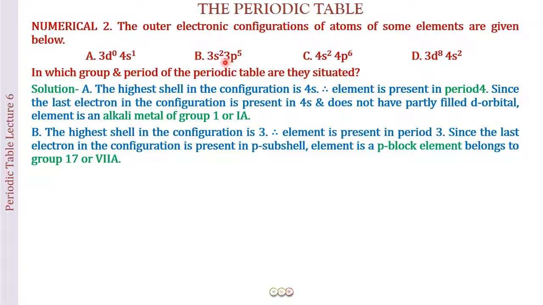So this means that the highest shell configuration is 3, so this belongs to period number 3. Then the last electron is being filled into the p orbital, so that means it is going to be a p block element. And now the p subshell electrons are 5 in number. Simply add 12 to that. You will get group number 17, or 7A as far as Mendeleev's periodic table is concerned.